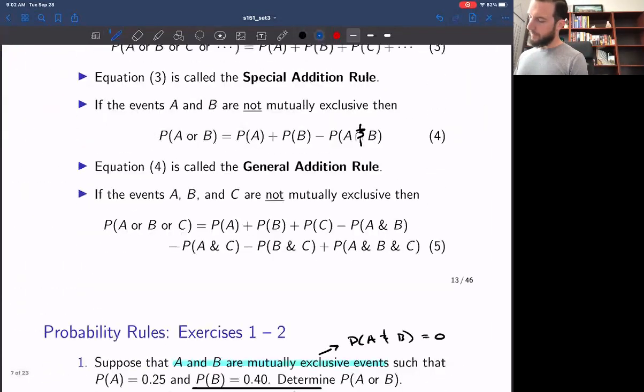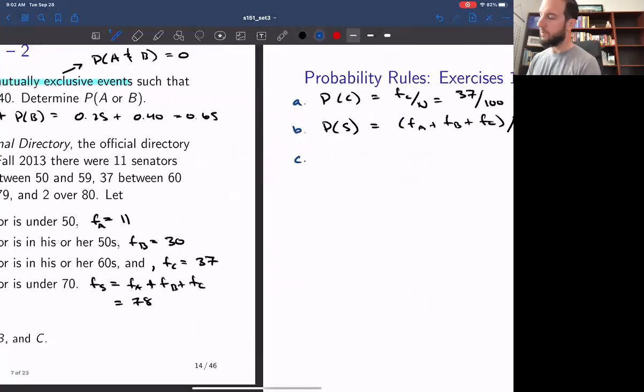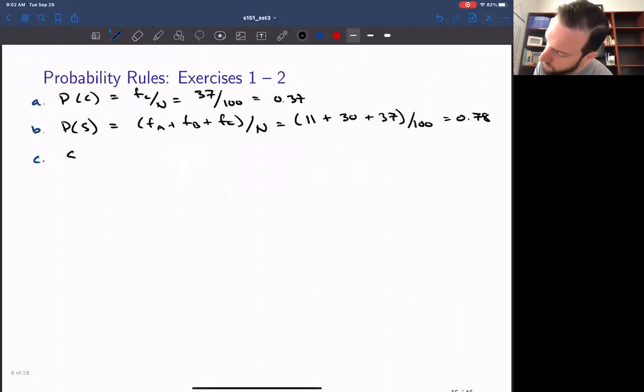And then in part C, it says express S in terms of A, B, and C. So S is the union of A, B, and C. S in terms of A, B, or C would be S is equal to A or B or C. And you can see that since A, B, and C are mutually exclusive, we're able to just add their individual probabilities together to get the union, which is what we did in part B.